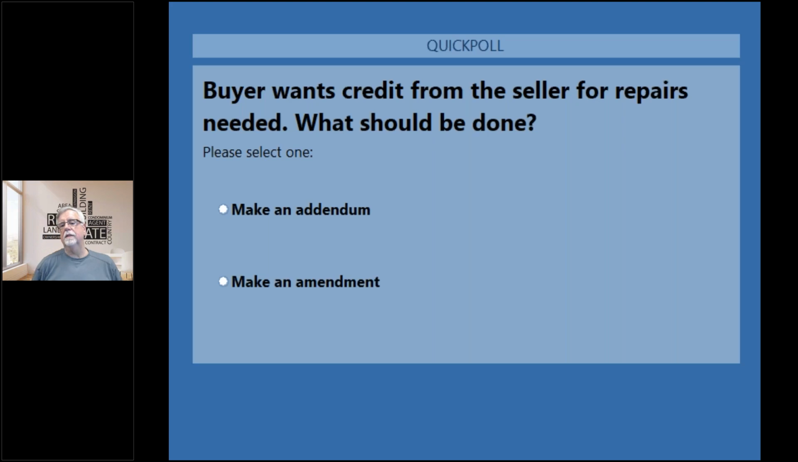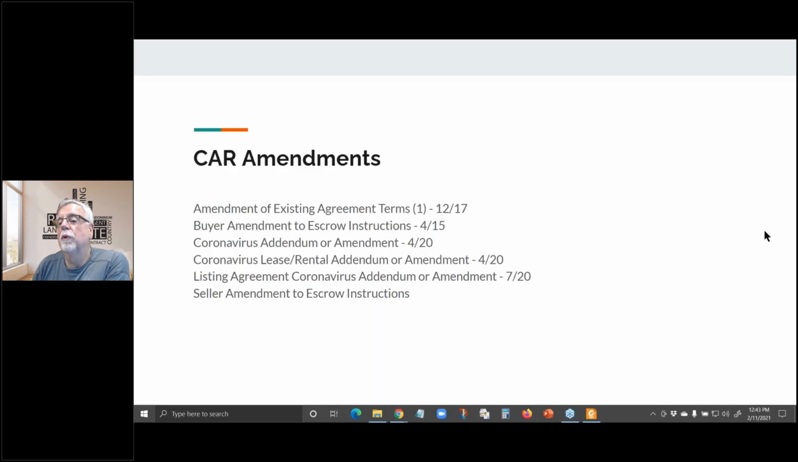We're amending the contract. The difference between addendums and amendments: addendums are used at the beginning when we're negotiating the transaction, and amendments are used later on after we've already signed all the documents. So we would amend it if we were asking for a credit.